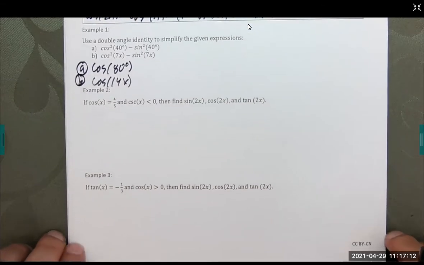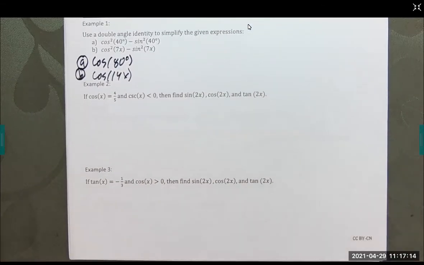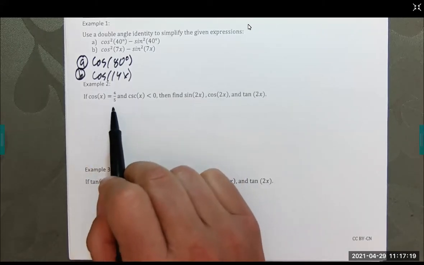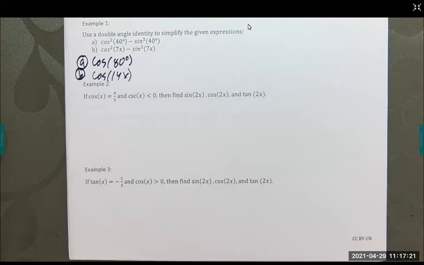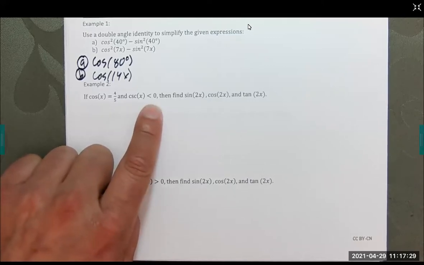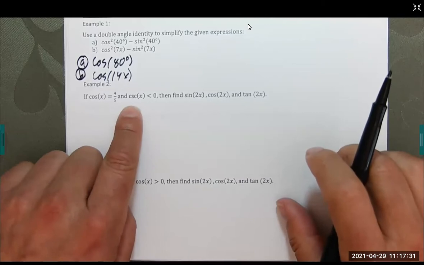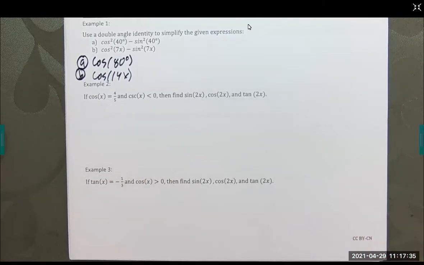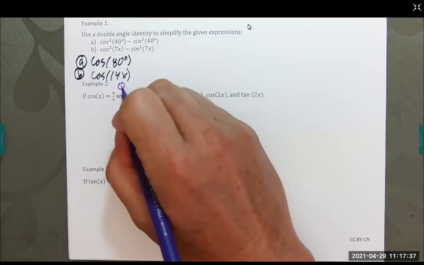Now for example 2, please note that cosine of x is 4 over 5. And again, I want to emphasize that's a positive 4 over 5. And cosine is positive in quadrants 1 and 4. Cosecant is negative or less than 0, same place that sine is. So that's going to be in quadrants 3 and 4. So we are, in fact, for this problem, in quadrant 4.